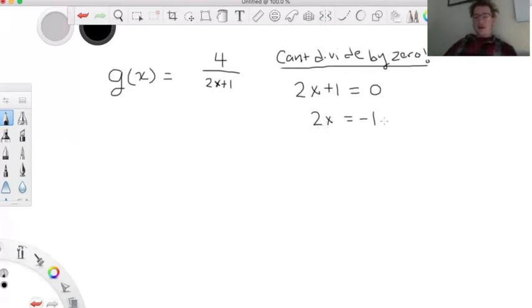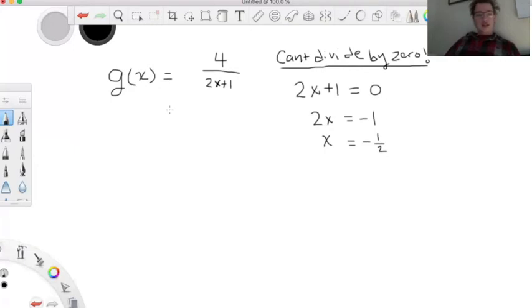All right, and our goal here is to isolate this x. So we'll divide by 2 on both sides. And we'll get x equal to -1/2. So what this means is that when x equals -1/2, this will be 0, and the function will be undefined, which we can't have.